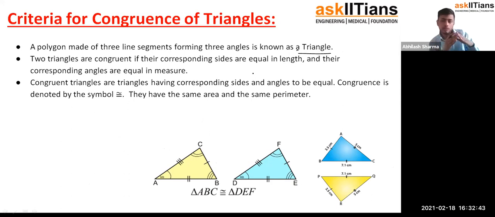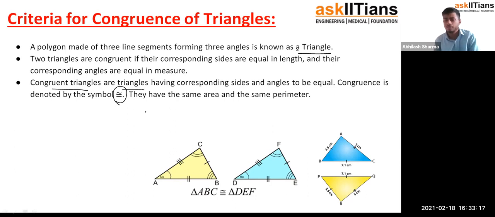So if all the sides of one triangle are equal to the corresponding sides, very important word, corresponding sides, of the other triangle, and also all the angles of one triangle are equal to the corresponding angles of the other triangle, then they will be congruent. Congruent triangles are triangles having corresponding sides and angles equal. Congruence is denoted by this symbol.